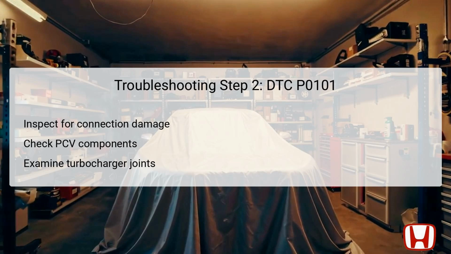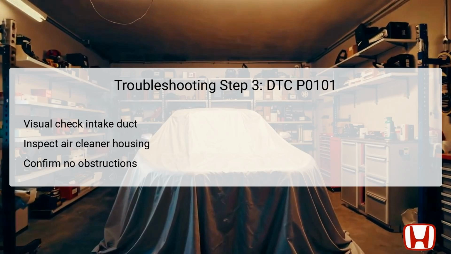Maintaining good condition in the air intake system is crucial for ensuring accurate readings. The third troubleshooting step involves a detailed visual inspection of the intake air duct and air cleaner housing. Start by confirming that the intake air duct is free from any kinks or damage that could restrict airflow. Next, assess the air cleaner housing, ensuring there are no blockages or contaminants that could affect air intake.